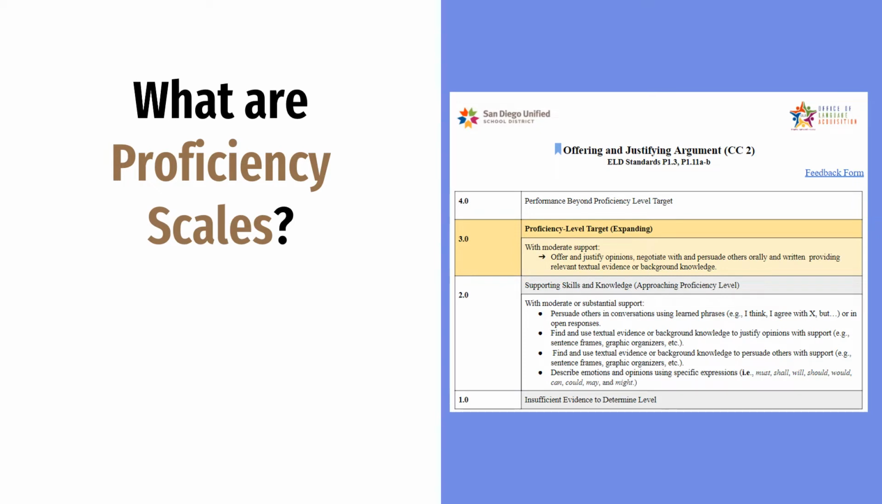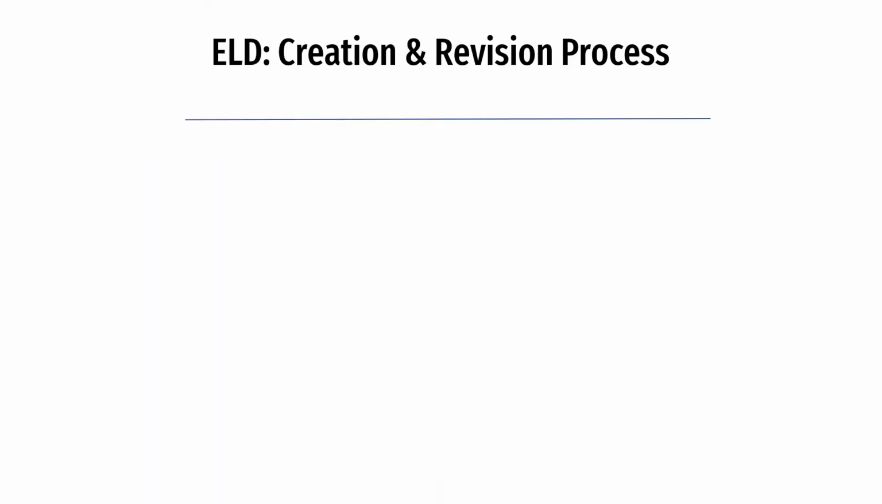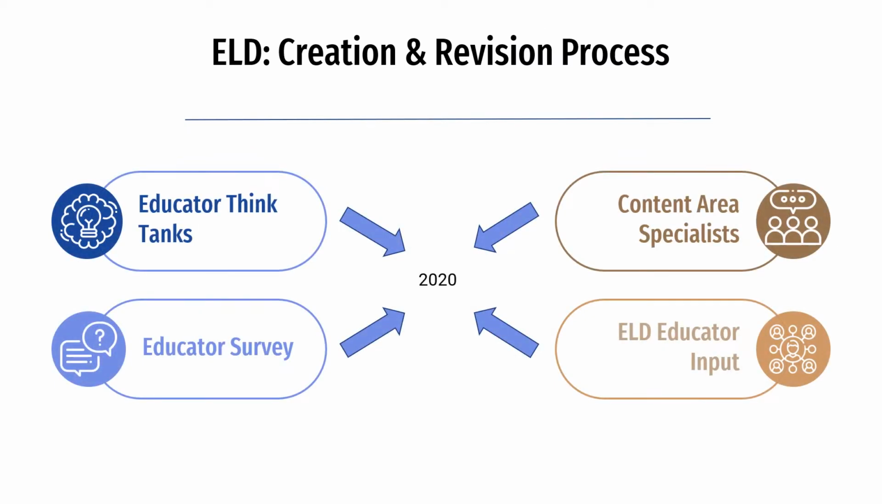Each critical concept has a proficiency scale, which demonstrates students' learning progression. A proficiency scale is a tool used to show what progress looks like as students move towards the critical concept learning targets. In 2020-21, the ELD critical concepts were created along with their accompanying proficiency scales.